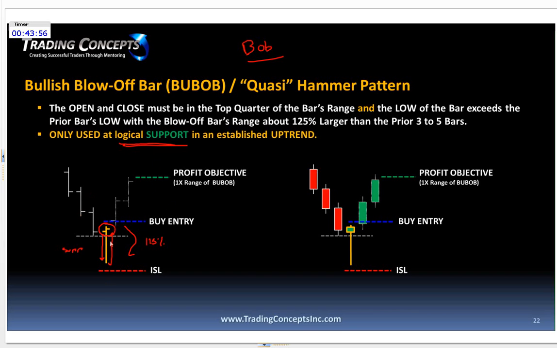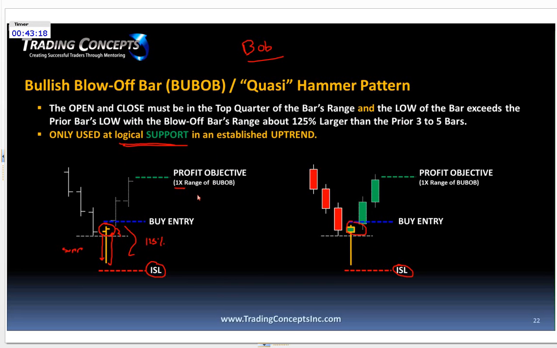So again, you can enter the market as the market penetrates up to the high of that bullish bob, or near the close, or if the market pulls back a little, you can get a little better entry. It's really up to you. But you have to keep in mind your initial stop loss goes directly below the low of that bullish bob bar. Okay, so over here on the candlestick, open and close in the top quarter, initial stop loss goes below that bar, and your first profit target is just 1 times the range, the same as the engulfing pattern.